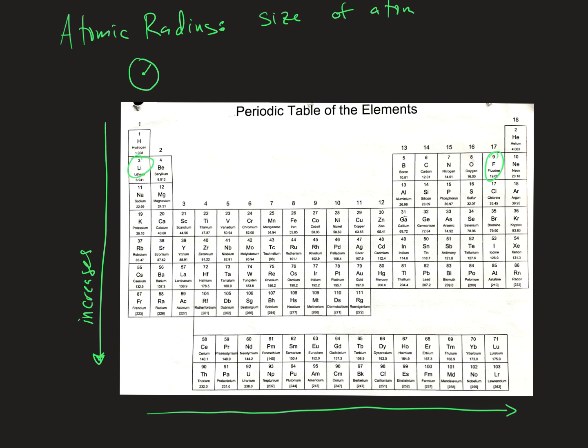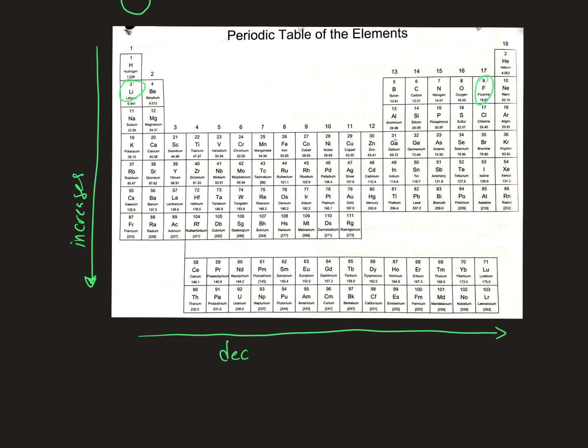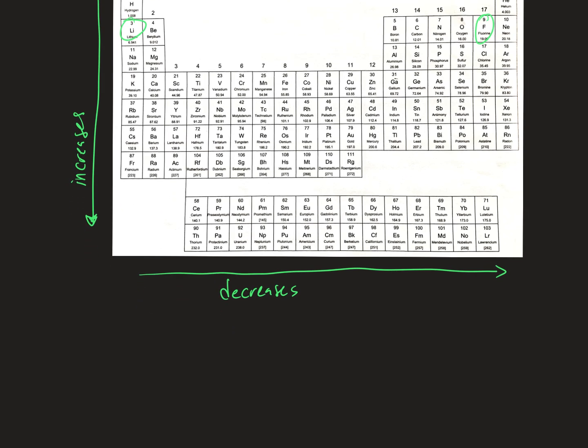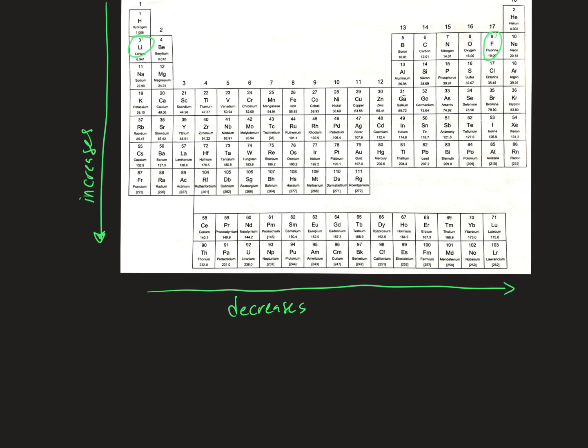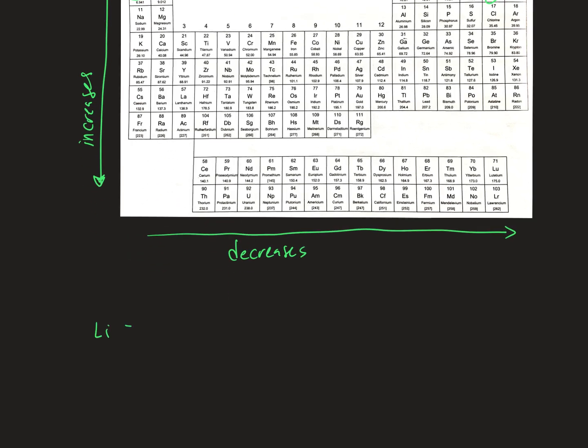Okay. But it doesn't stay the same. It actually gets smaller. It decreases. Let me tell you why. So if we take lithium, for example, what is attracting those electrons in lithium? The nucleus. And what's the charge of the nucleus? 3. It has 3 protons, so it's plus 3. Pulling in those electrons. You with me?